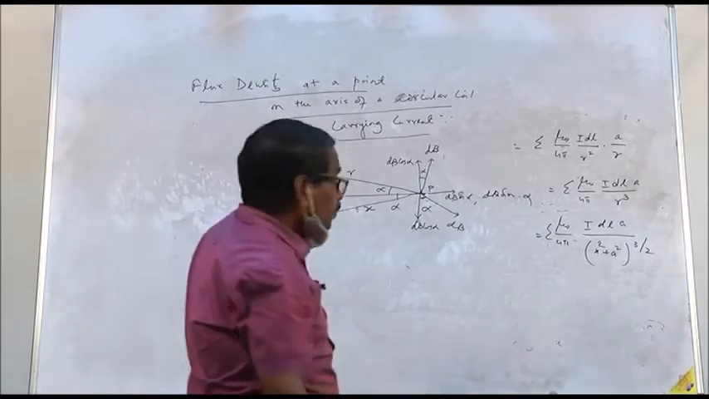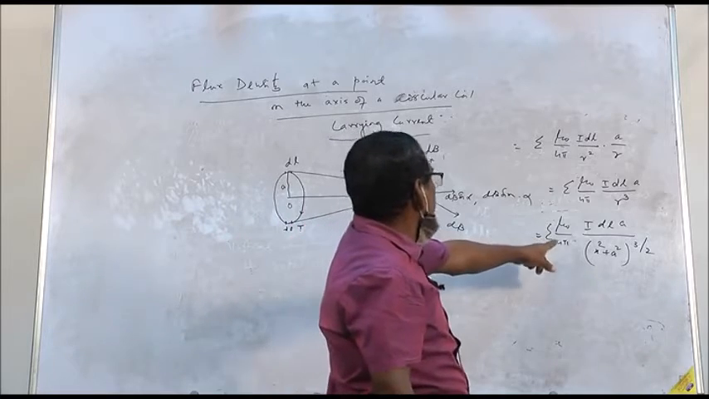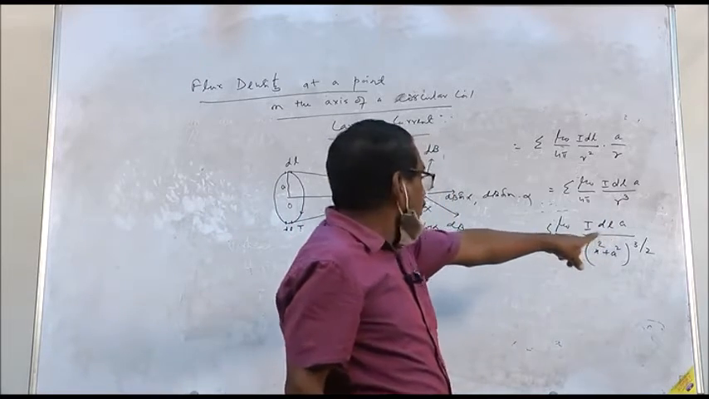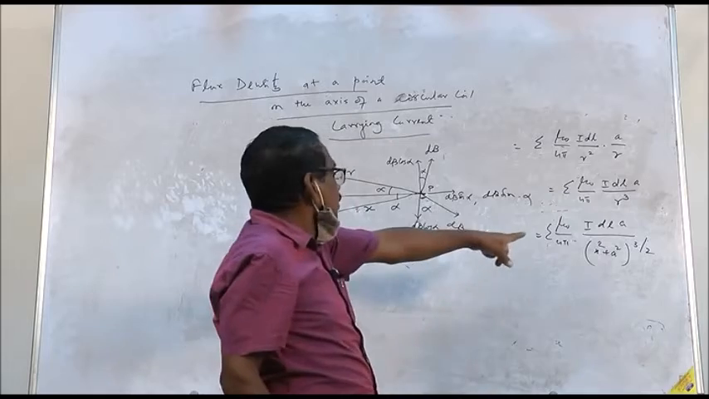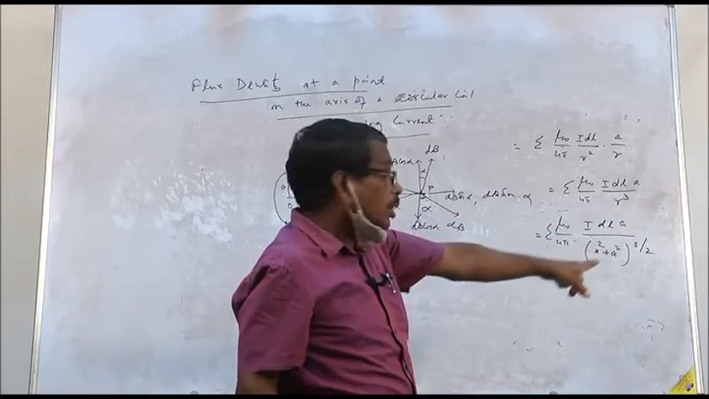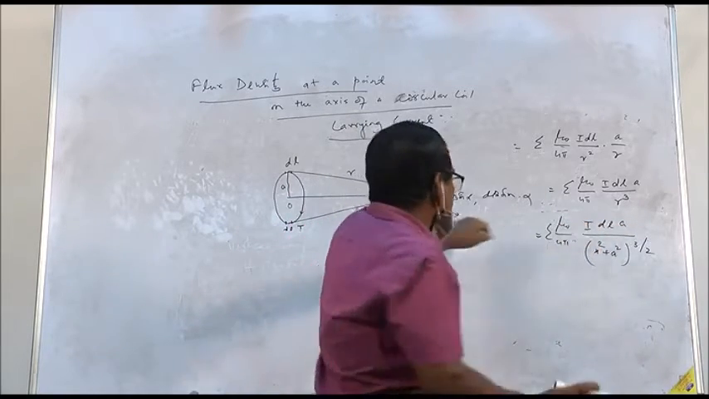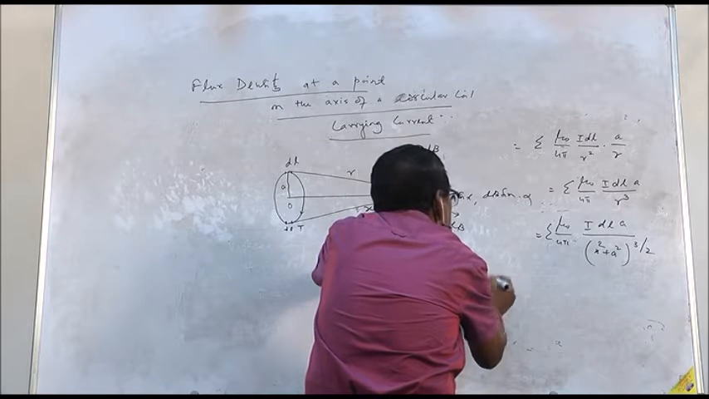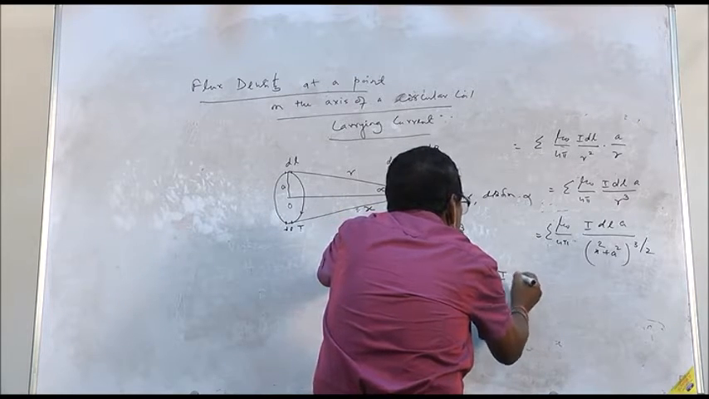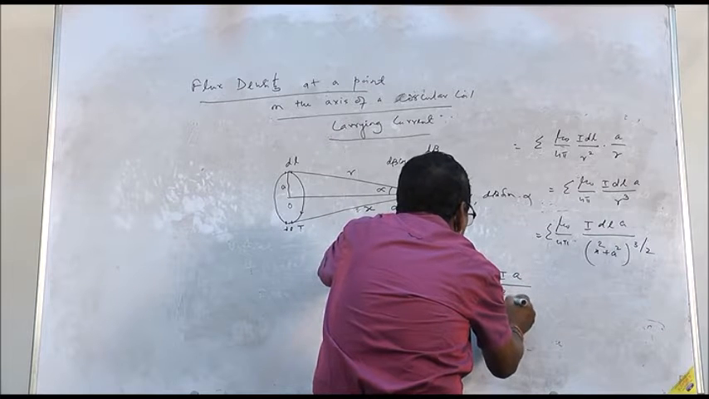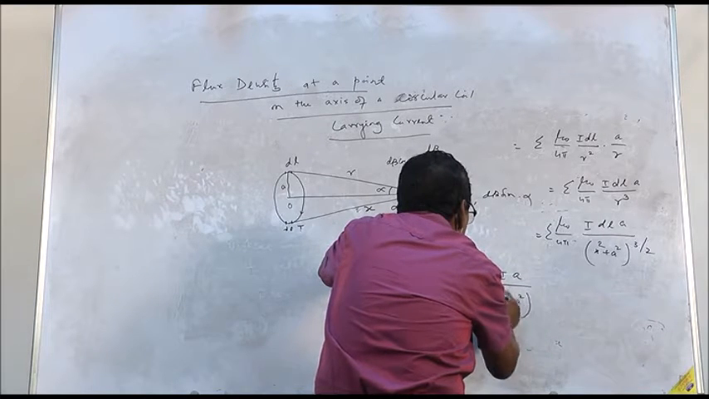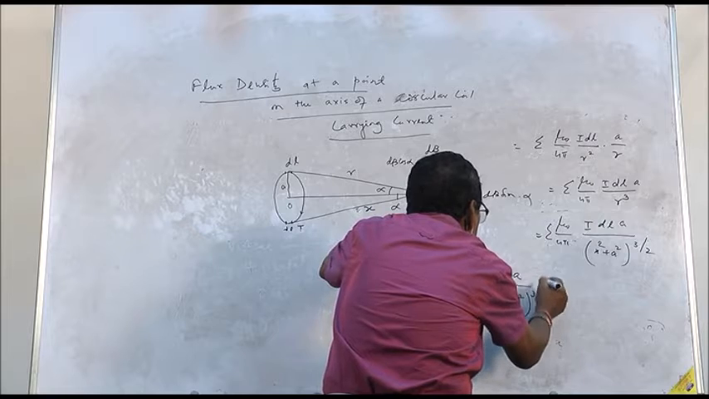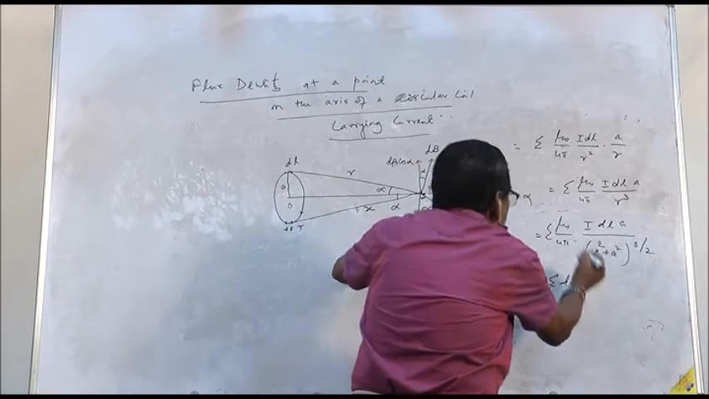Now, what to sum up here? All are constant. Mu 0 by 4 pi is a constant, I is a constant, a is a constant, x is also a distance, that is also a constant. The only variable is dl. So, that is equal to what? Mu 0 by 4 pi I a by x square plus a square to the power 3 by 2 into summation of dl.